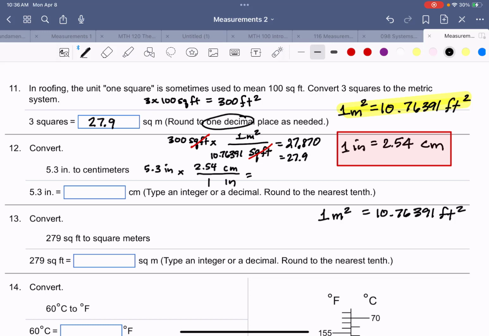5.3 times 2.54 is 13.462. Inches are gone. We're left with centimeters. Round to the nearest tenth, which means 1 place. So that's going to be 13.5 centimeters.